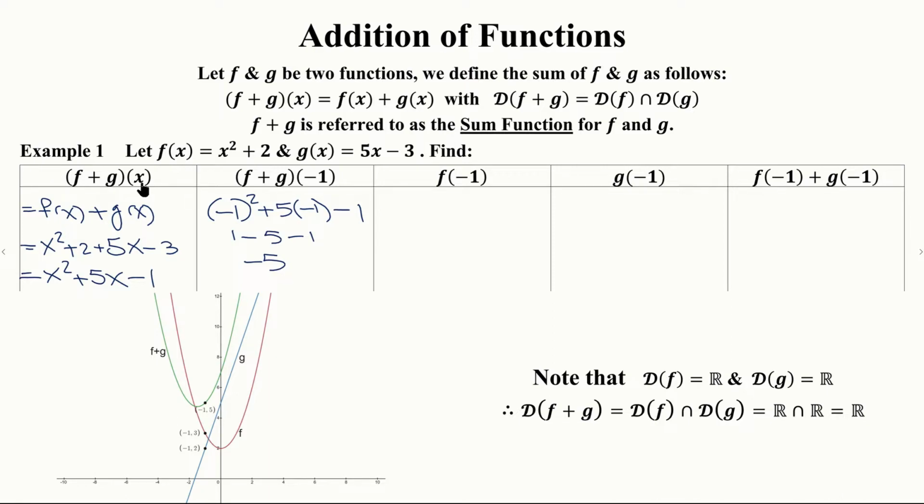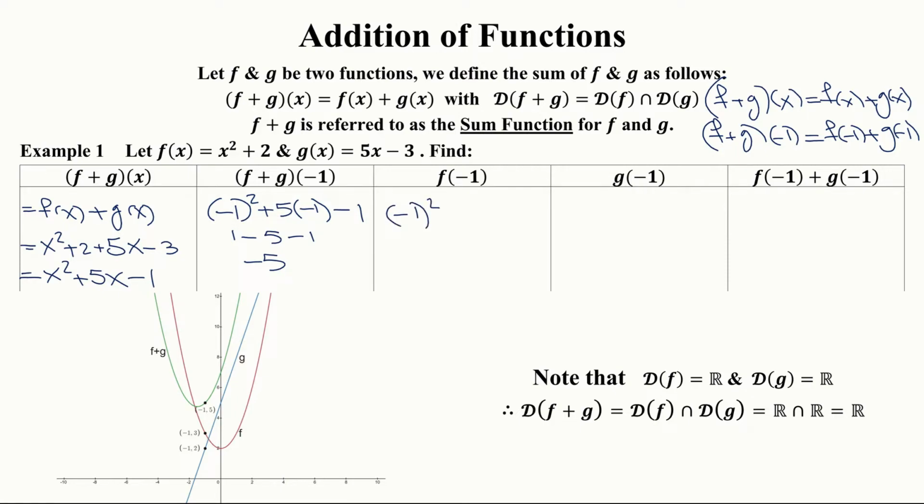So this is f plus g evaluated at input -1 using the expression we found for f plus g of x. Now we could have done this a different way. We could have just found f of -1 and g of -1 and added those, because look, we said f plus g of x equals f of x plus g of x. So f plus g of -1 should just be f of -1 plus g of -1. So f of -1 is quantity -1 squared plus 2, so it's 1 plus 2, which is 3.